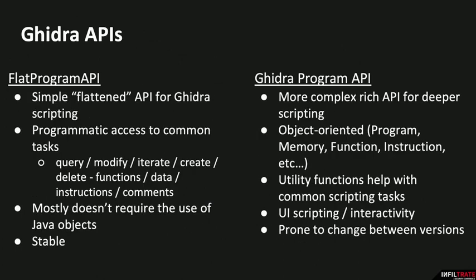In terms of Ghidra's APIs, there's really two APIs, or maybe one API that's a subset of the other. The flat program API is the simple subset of the API that's stable across versions. It provides simple access for common things you want to do while reversing: iterating, modifying, querying, creating, deleting various structures, functions, data, instructions, comments, and so forth. This is akin to the simple Python API, where you're not digging in deep. Really easy to use and fast.